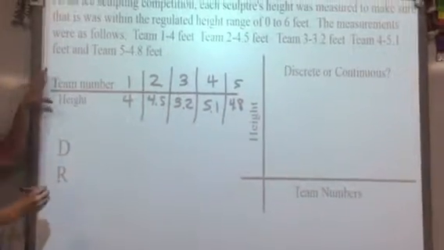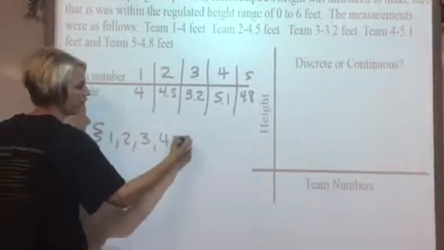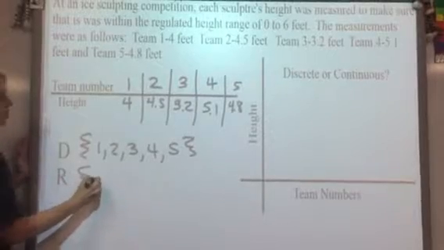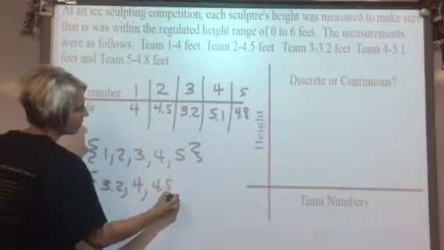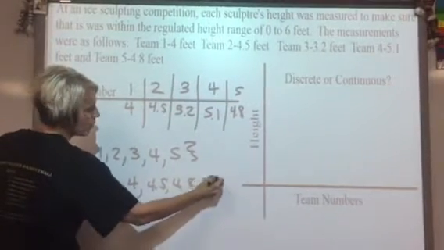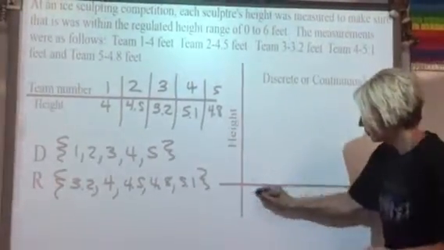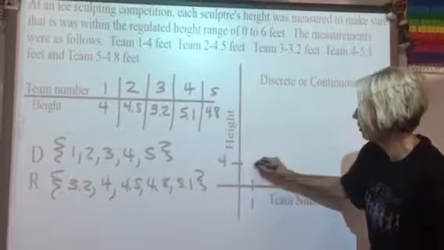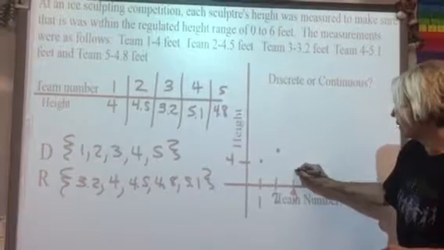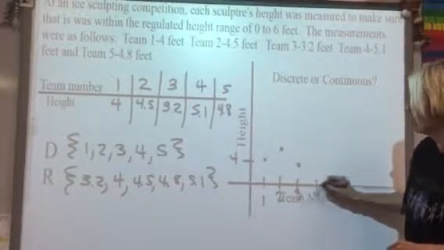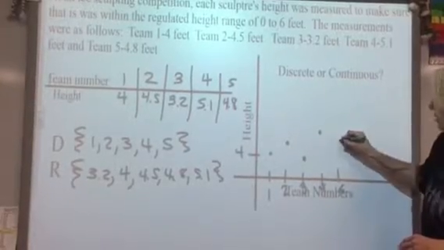So this is our table. Our domain, or x values, are 1, 2, 3, 4, and 5. Our range, or y values, are 3.2, 4, 4.5, 4.8, and 5.1. Remember, we have to do them in numerical order. So then we will graph. 1 is at 4. 2 is at 4.5, let's say that's here. 3 is at 3.2, which we'll say is down here. 4 is at 5.1, which we'll say is about right here. And 5 is at 4.8, which we'll say about right here.